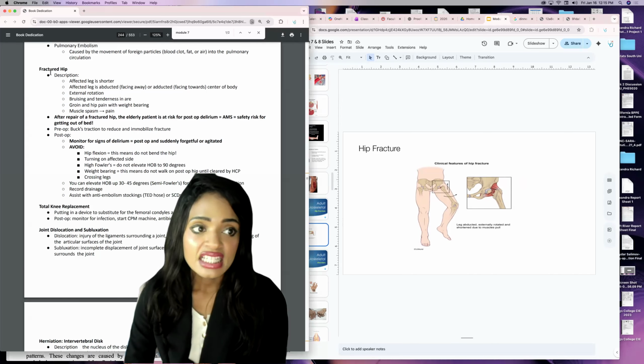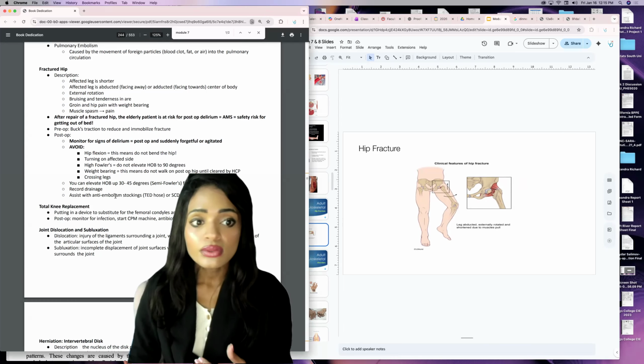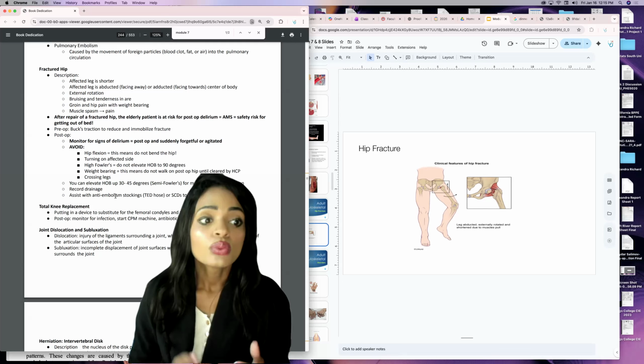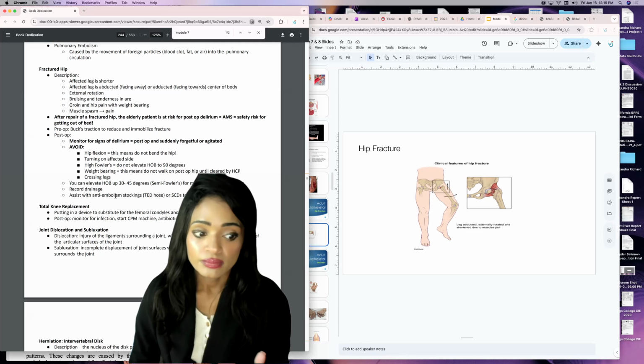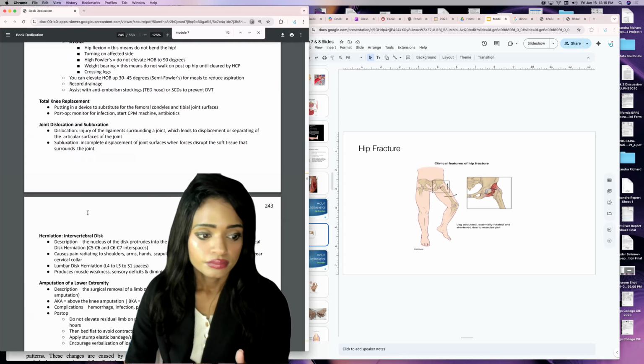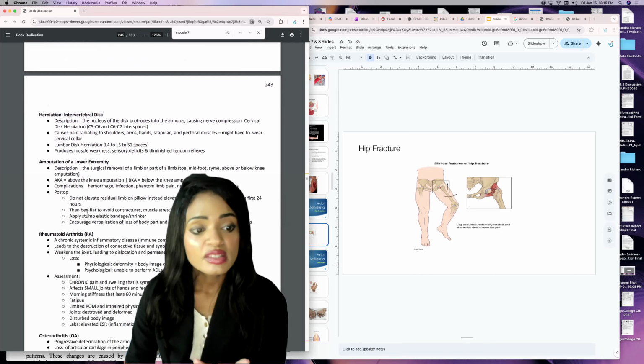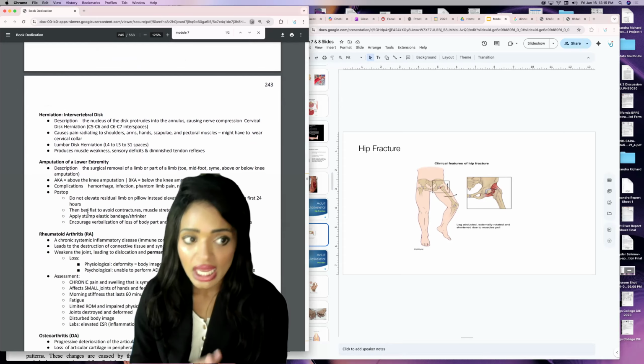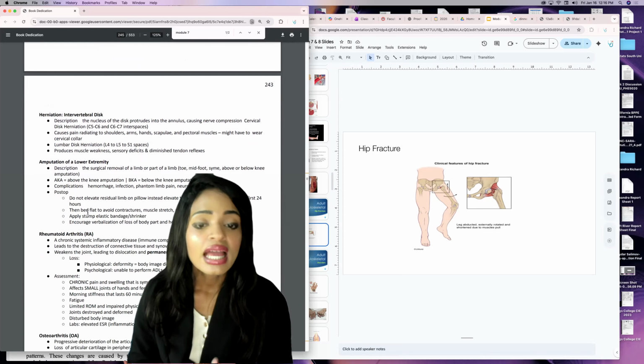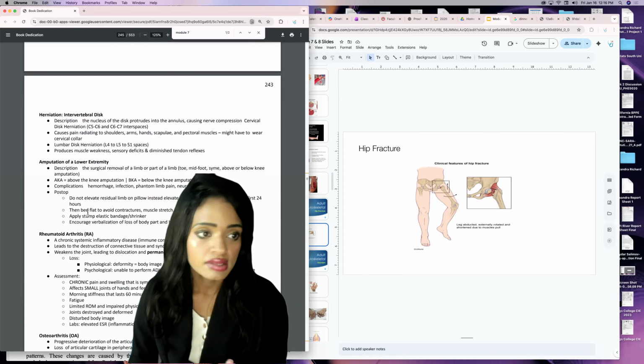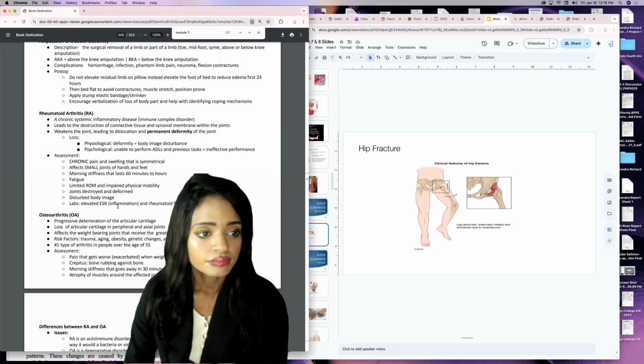So please, this section for fractured hip on 242, I know you guys have the study group. Please review it, review it, review it. Remember, it's your responsibility to read the entire chapter for what we're learning. I'm touching on the high points. Also, make sure you read about amputation of a lower extremity.